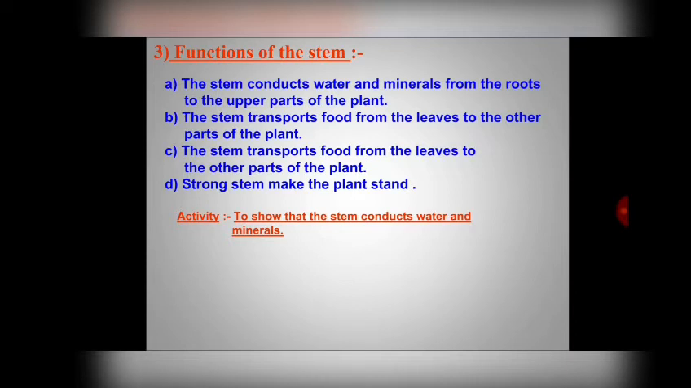It takes water and minerals from the root, and it makes it reach the upper part of the plant. Let us do an experiment. Take a glass and pour some water into it. Add a few drops of red ink to it.